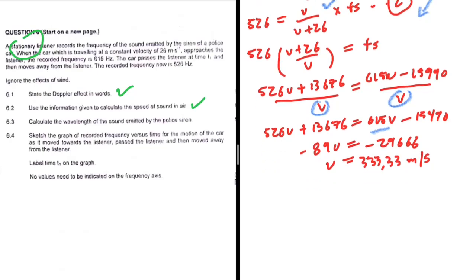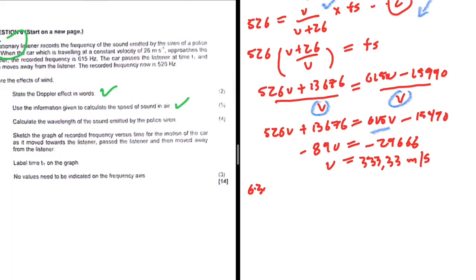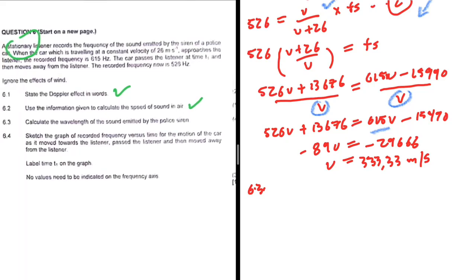That is 6.2. 6.3, calculate the wavelength of the sound emitted by the police siren. Okay, we want the wavelength of the sound emitted by the police siren. That is out of 4 marks. So the siren emits Fs. This is what the siren emits. And then v is 333.33 meters per second. So we have v. We are looking for the wavelength. So v is 333.33 meters per second. Fs, we can calculate it, but at this point we don't have it.